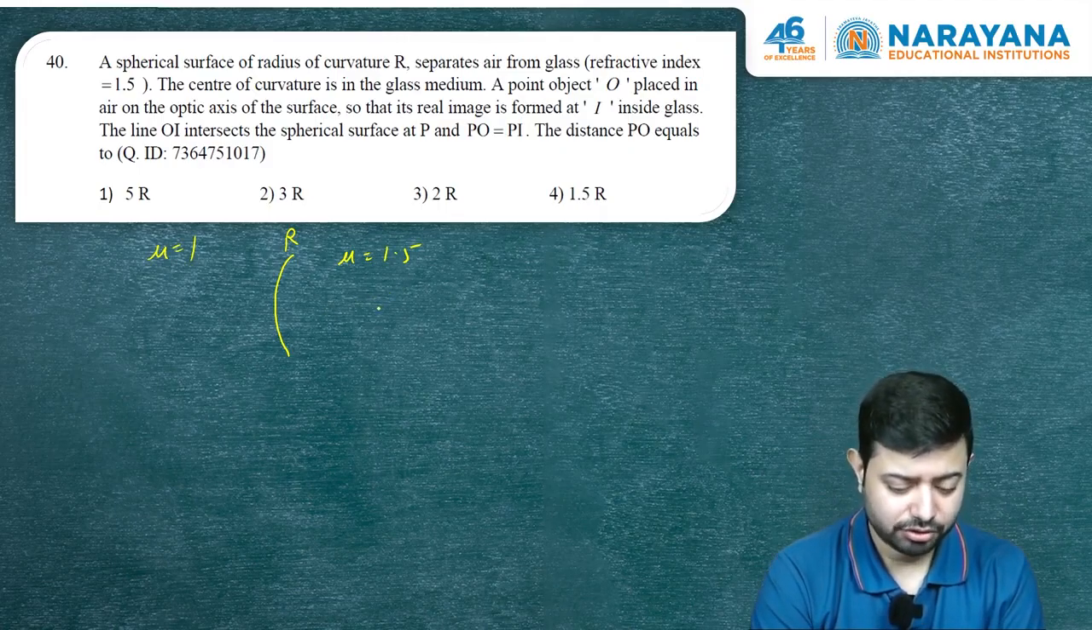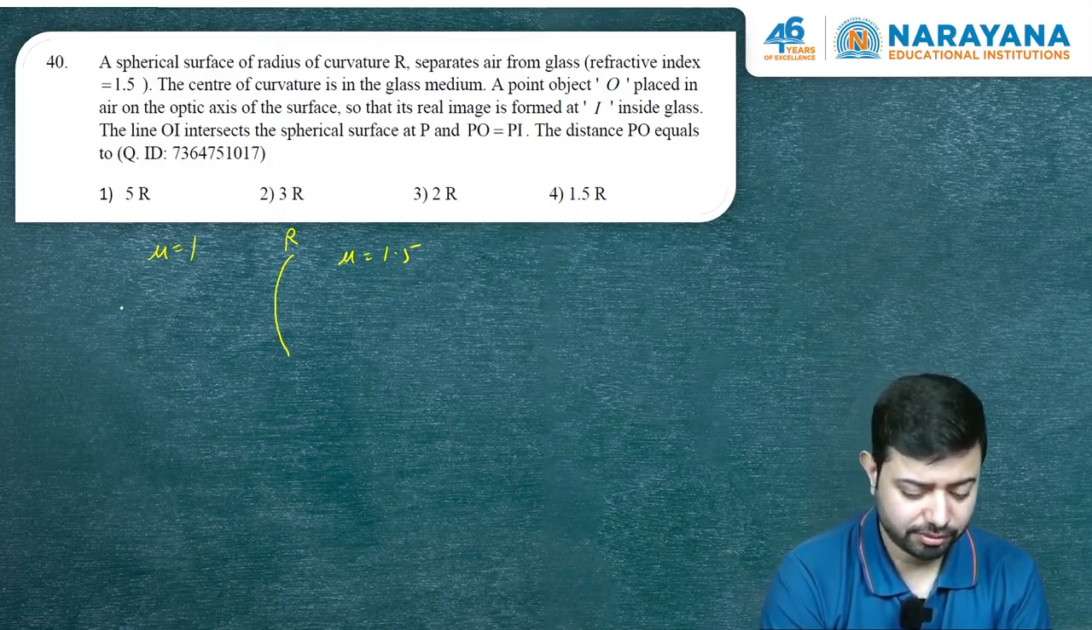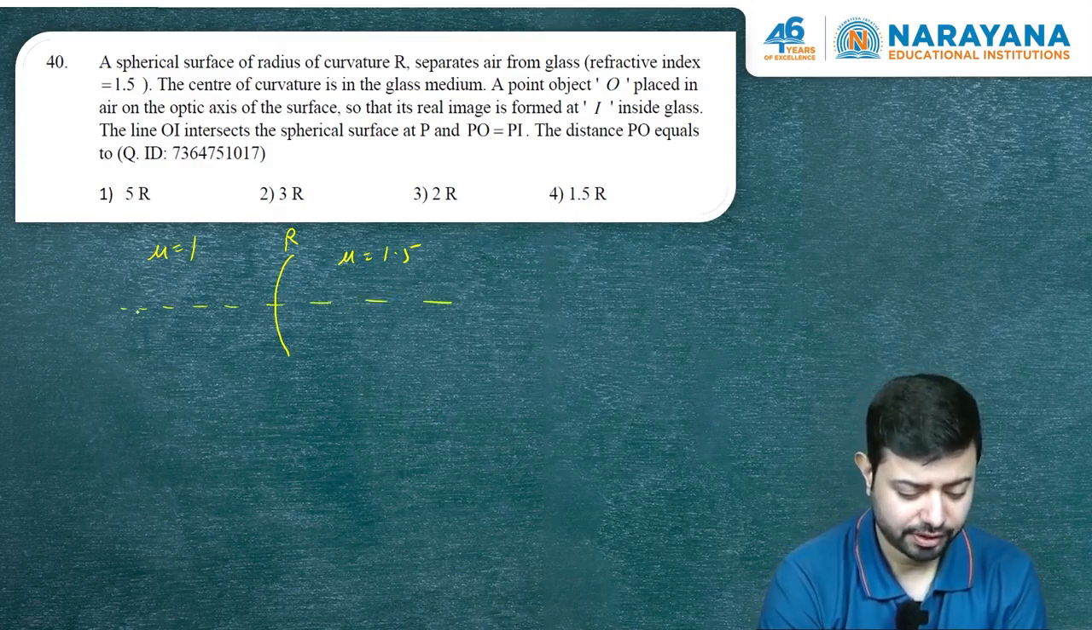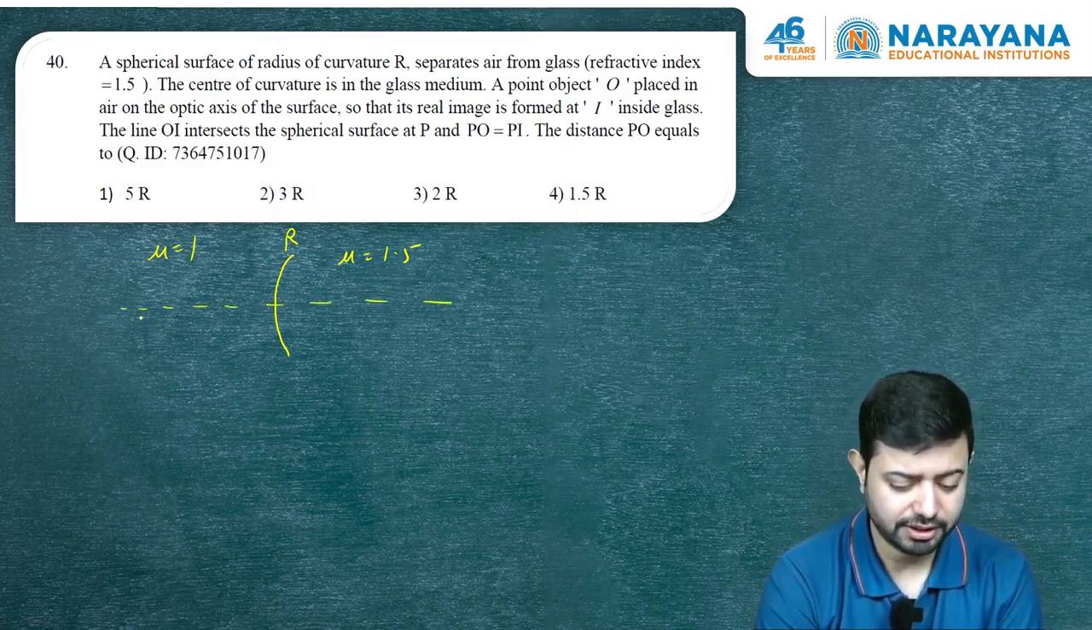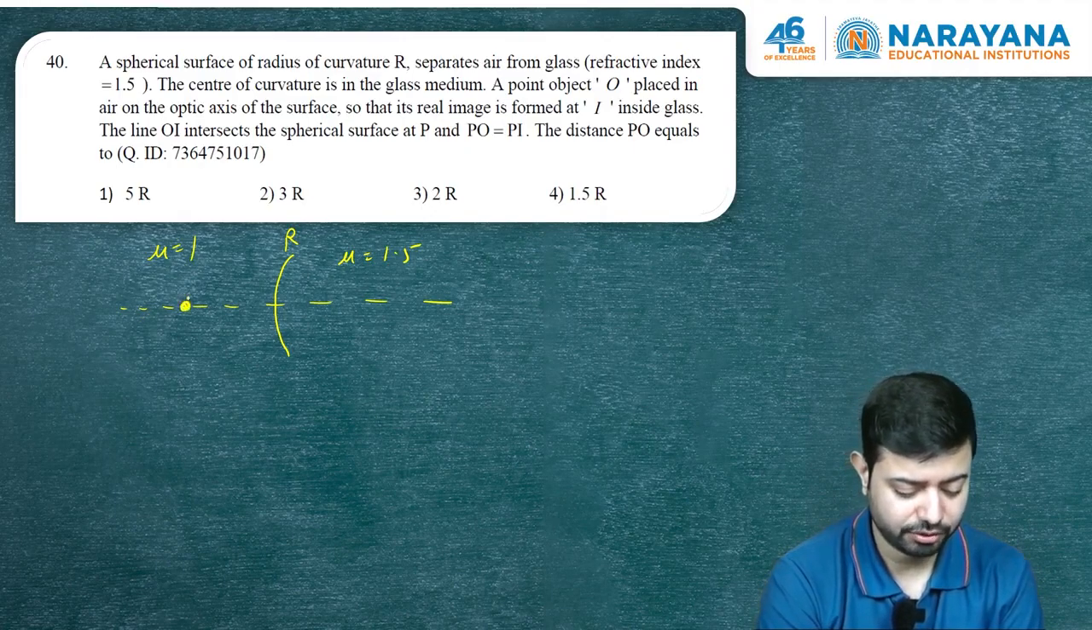And the point object O placed in air on the optic axis of the surface, so that its real image is formed at I inside glass. You have to keep a point object O here. Let us say this is at a distance of x. Where is the image? In the glass.